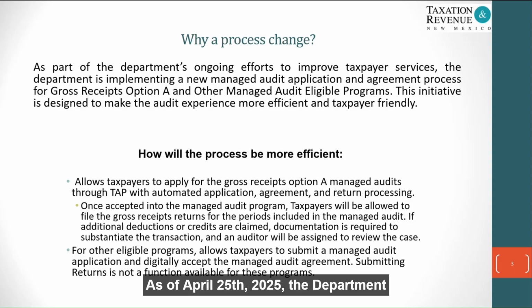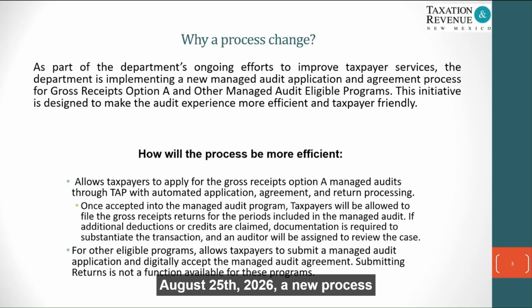As of April 25th, 2025, the department implemented a new process for gross receipts managed audit option A, which is designed to make the audit experience more efficient and taxpayer-friendly by allowing taxpayers to apply for a managed audit through TAP, with automated processing for applications, agreements, and returns. Once a taxpayer is accepted into the managed audit program, they can file their returns in TAP. If deductions or credits are claimed, documentation is required to substantiate the transactions, and an auditor will be assigned to review the case.